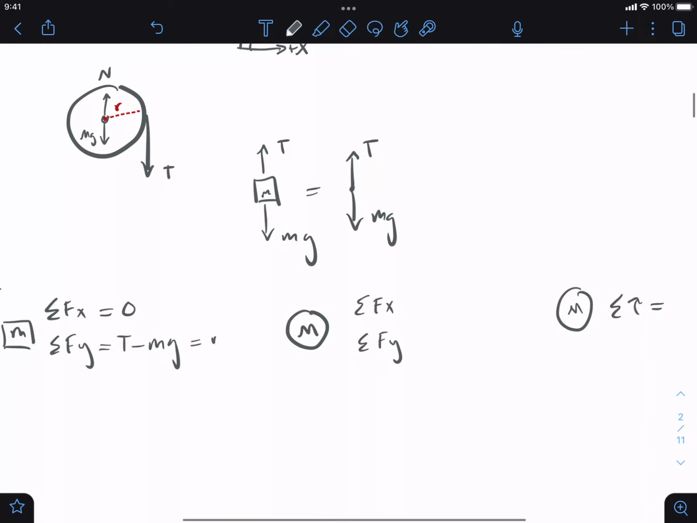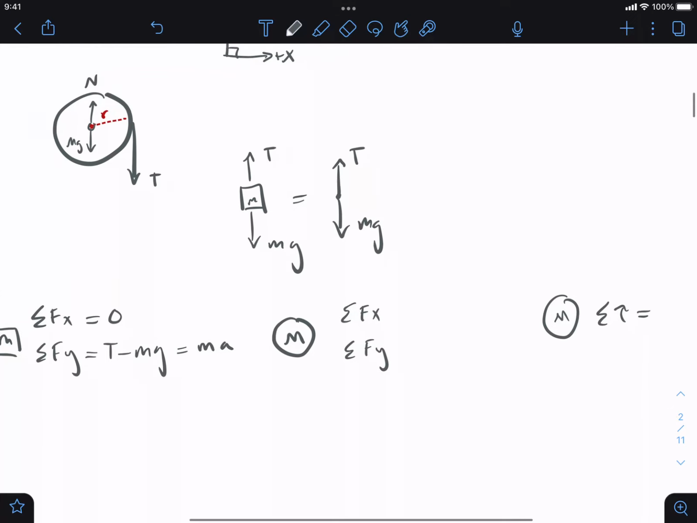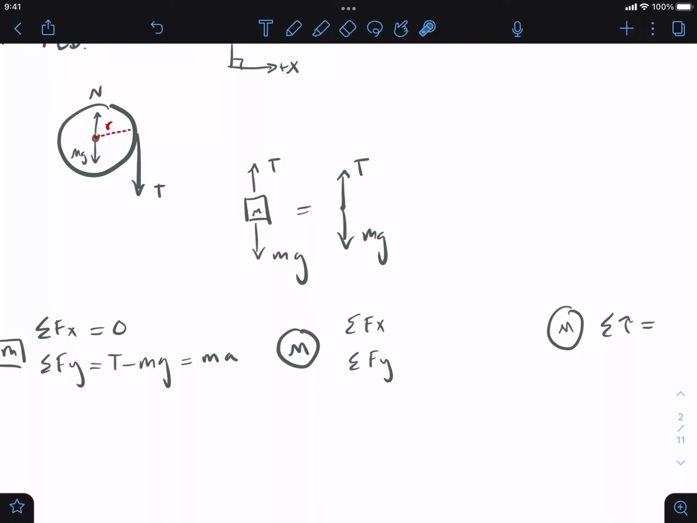So we do actually have an acceleration. So it'll be the mass of just this particular object times the acceleration that it experiences. Okay, now let's look at the pulley.